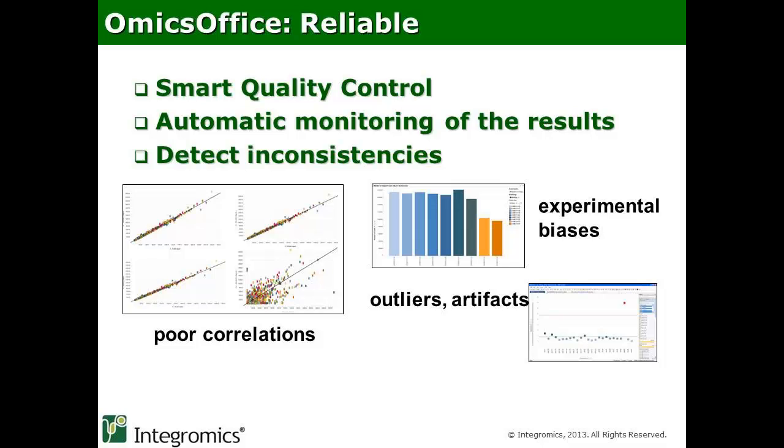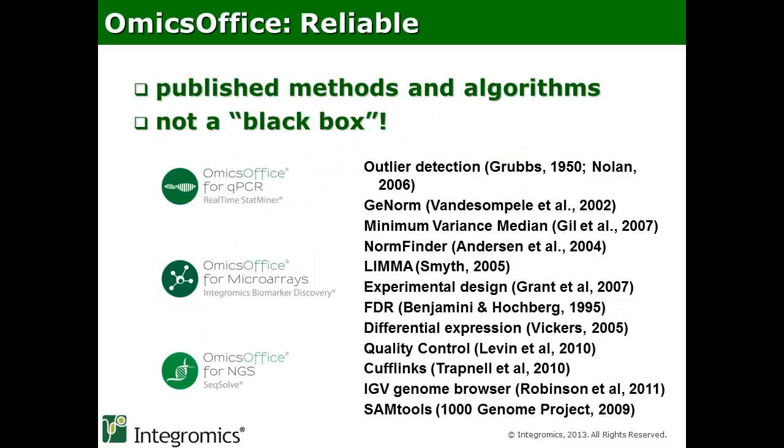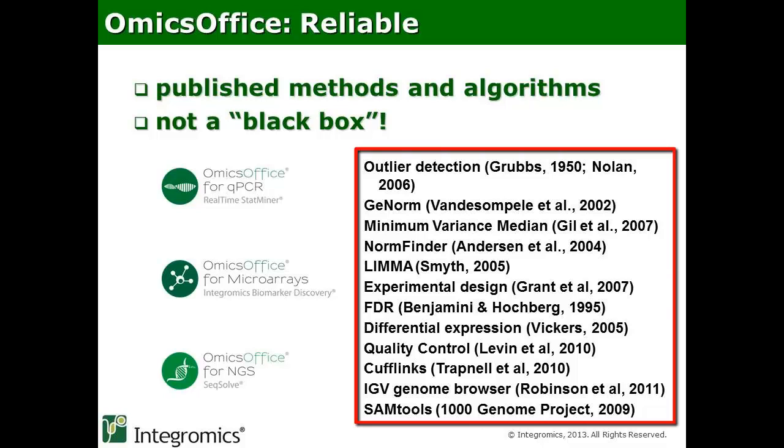Although strict quality control measures are important, they are not useful if unaccompanied by a reliable analysis software. As such, the algorithms and tools used in our OmicsOffice software are all peer-reviewed, accepted in the scientific community, as you can see in this list.